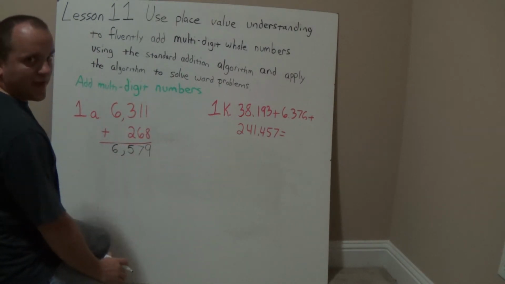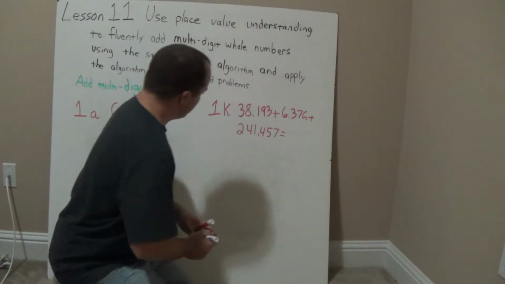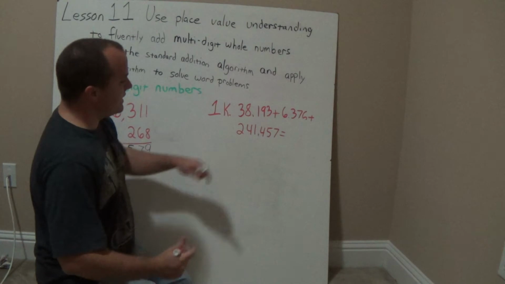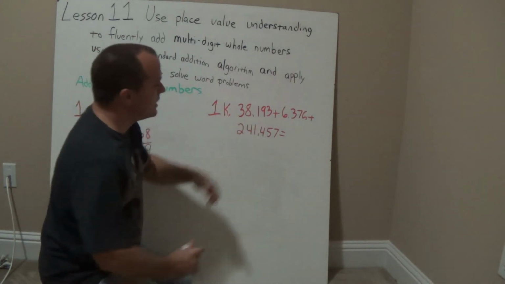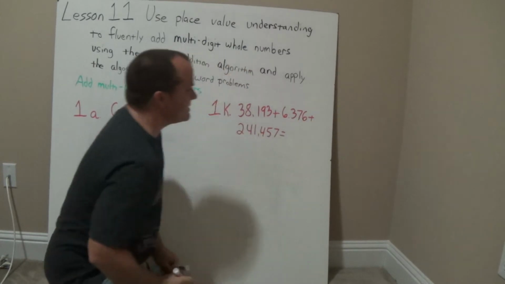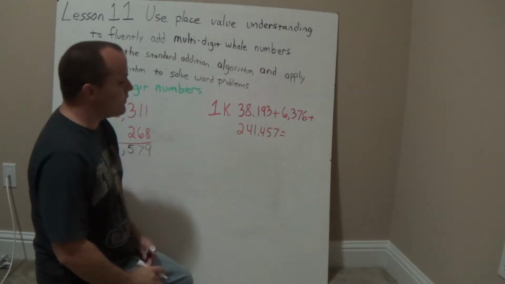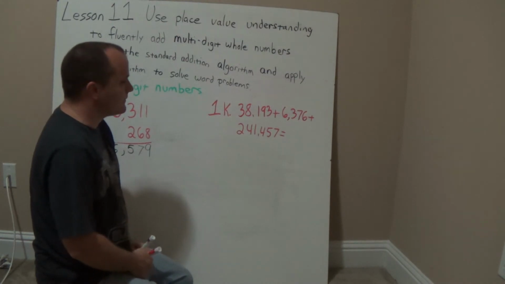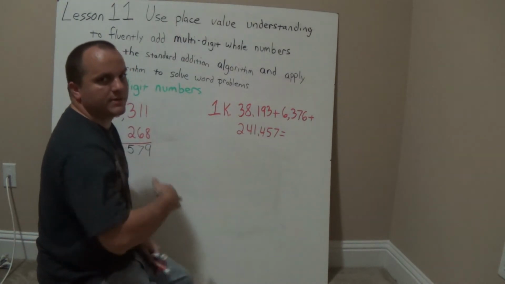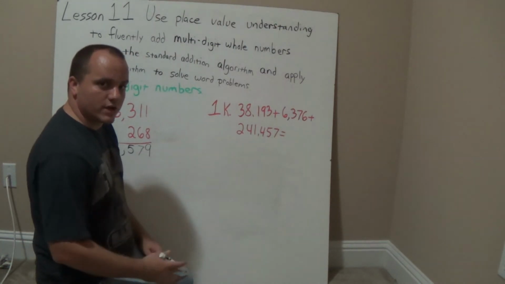So let's take a look and see what happens when our numbers are written horizontally. For example, this one right here, number 1K. Number 1K says 38,193 plus 6,376 plus 241,457. Now this is written horizontally. That means left to right, across. We want to rewrite this, and we want to rewrite it vertically.